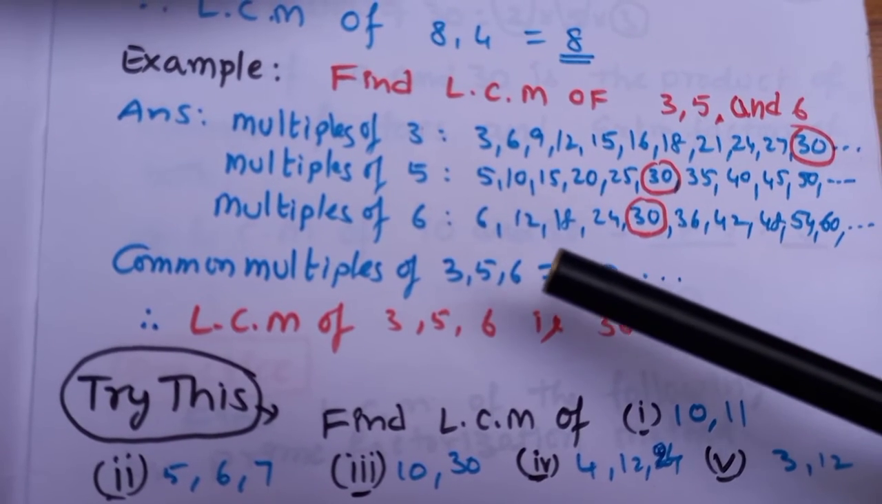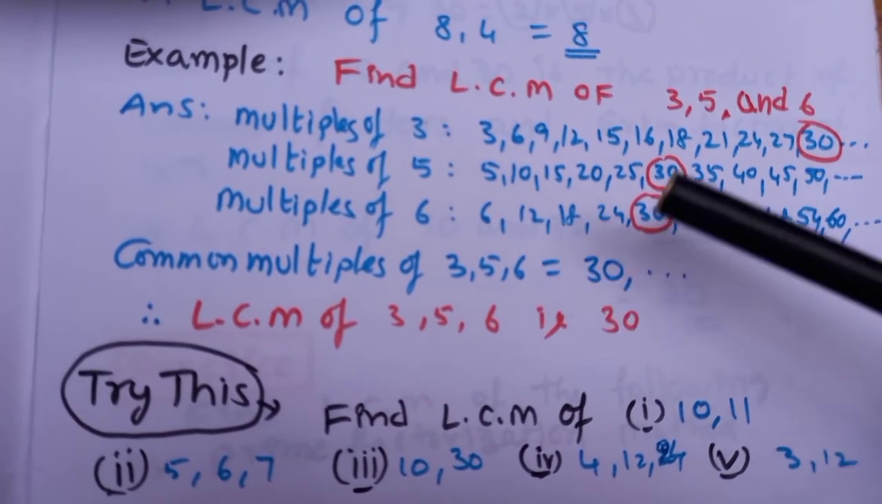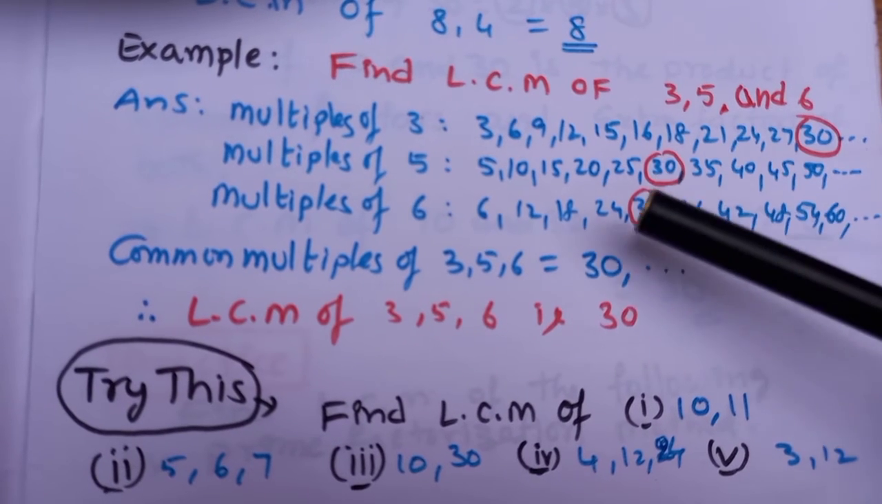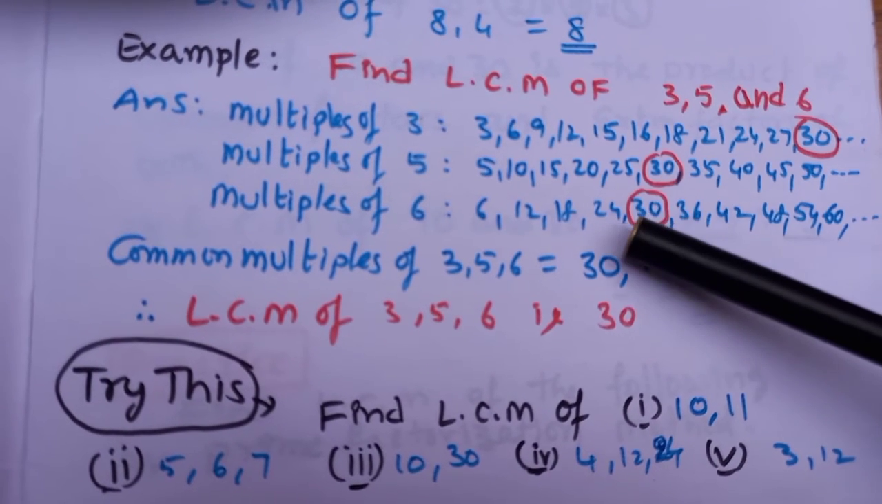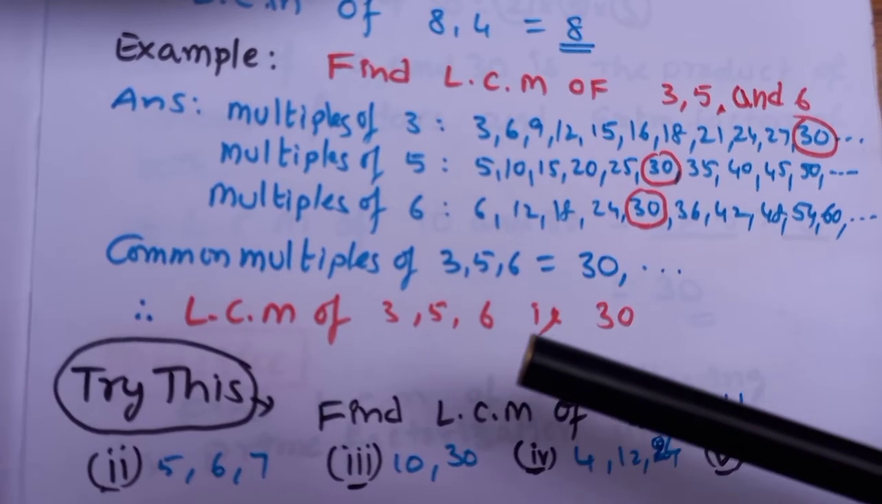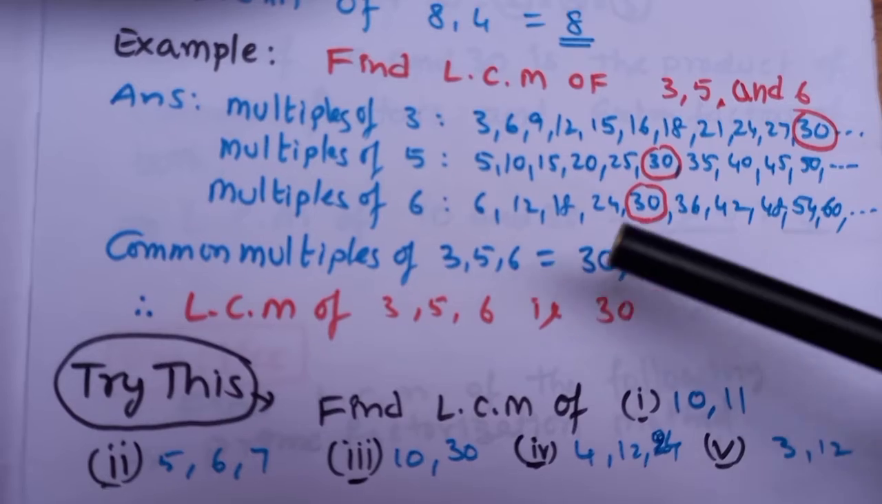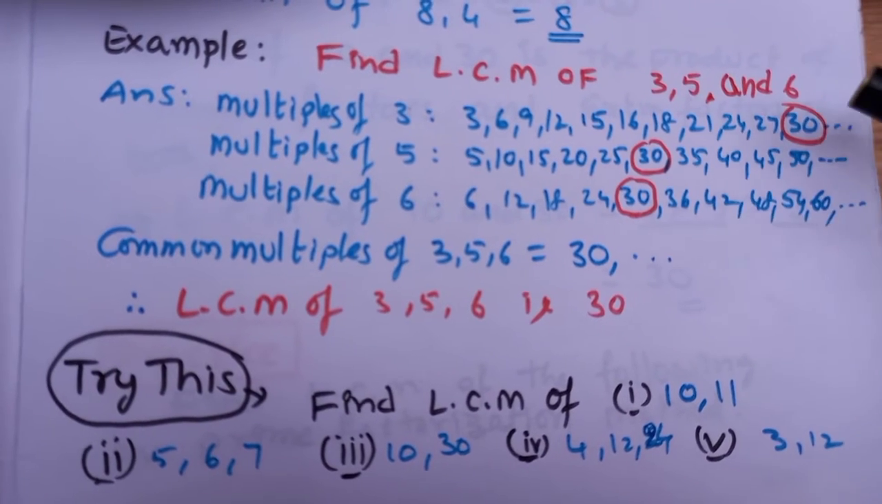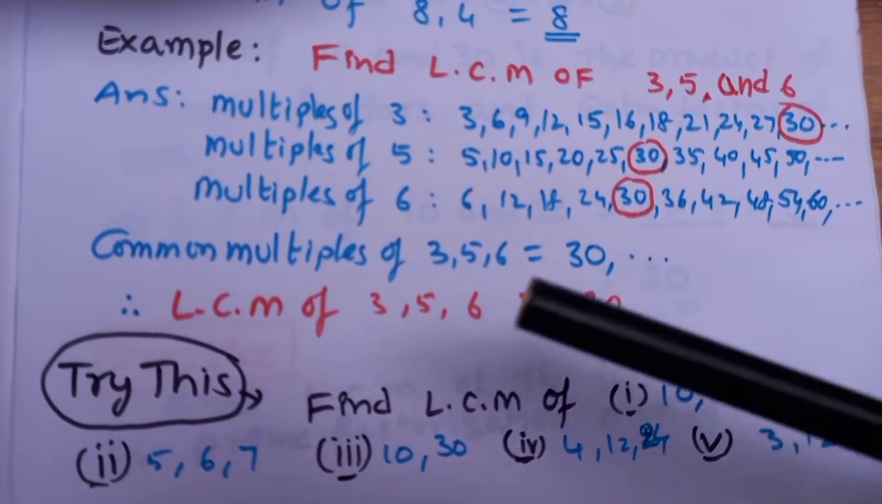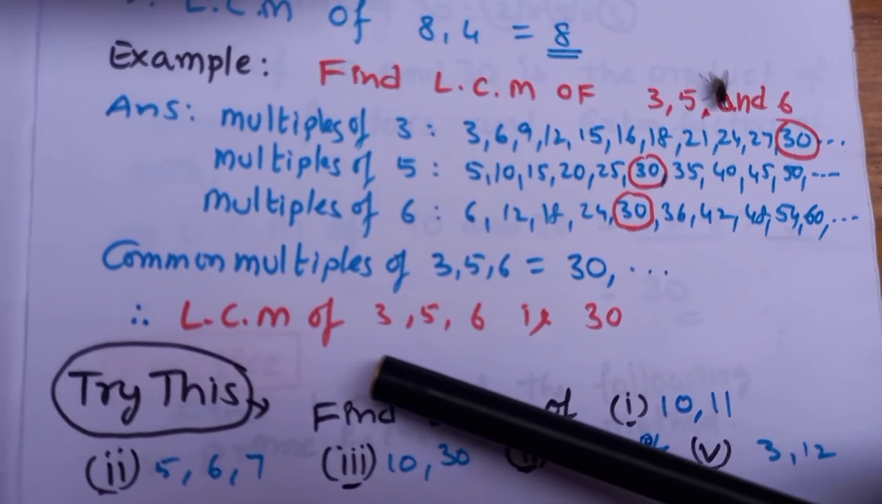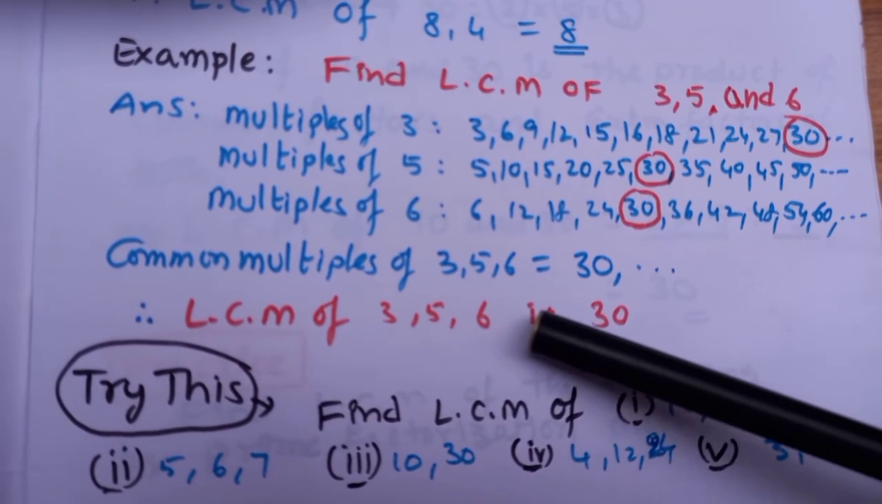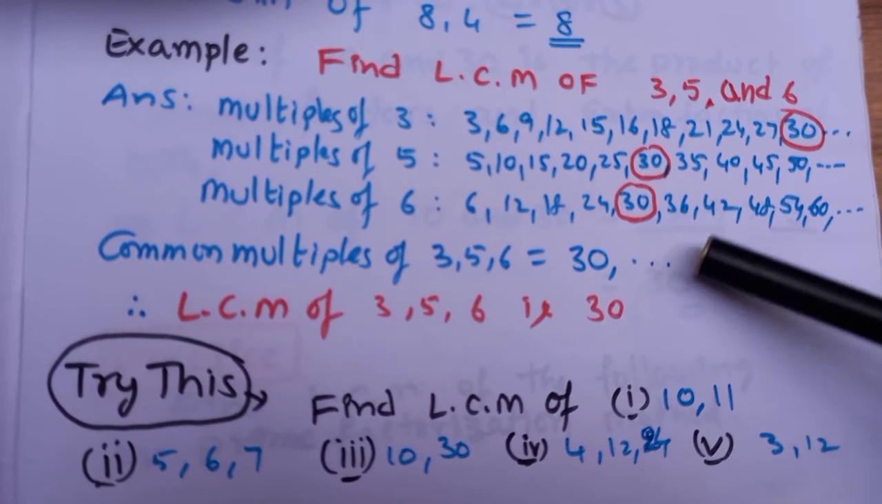Therefore, here common multiples mean the number should be in all the multiples of the numbers. So here the common multiple of 3, 5, 6 is only 30 in these numbers. So now the least common multiple of 3, 5, 6 is 30.